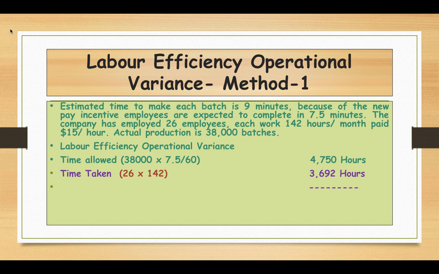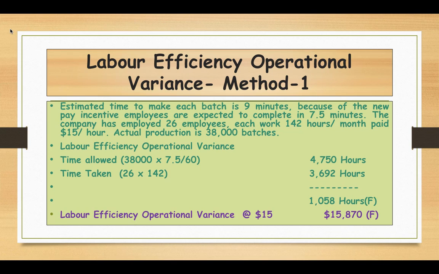But the time taken is 26 employees, each worked 142 hours per month. So 26 times 142, which is 3,692 hours. So the difference is 1,058 hours favorable. Now we need to convert that into money value. We are using method 1. So this 1,058 hours, times it by $15 per hour. So our labor efficiency operational variance is $15,870 favorable.